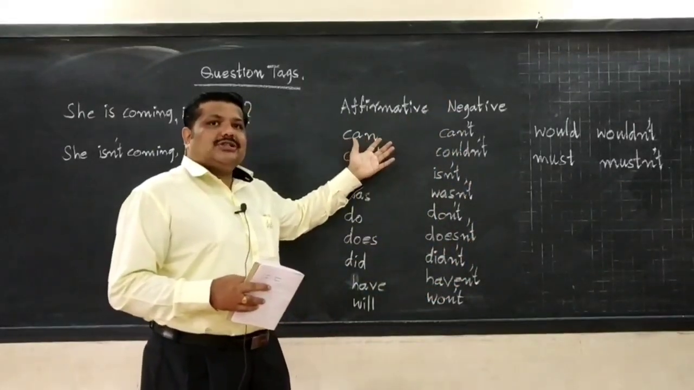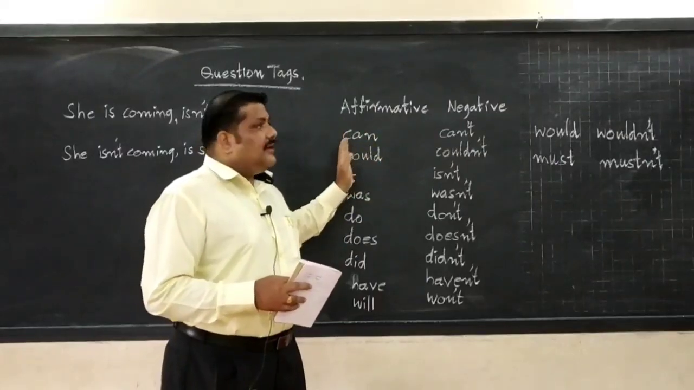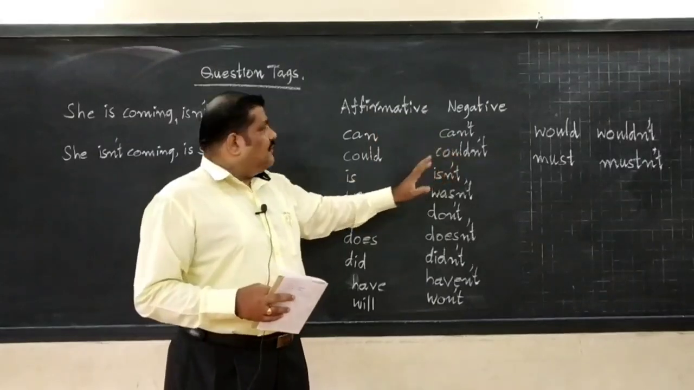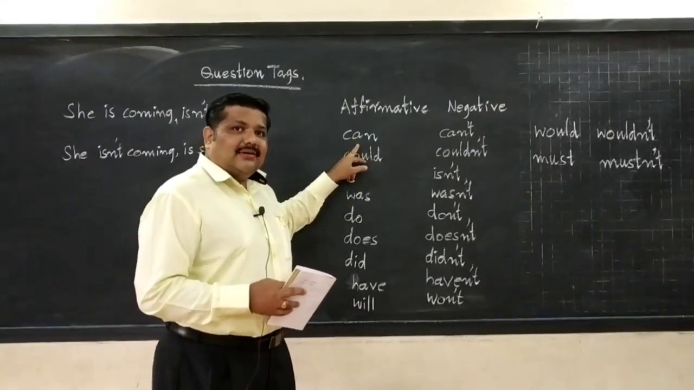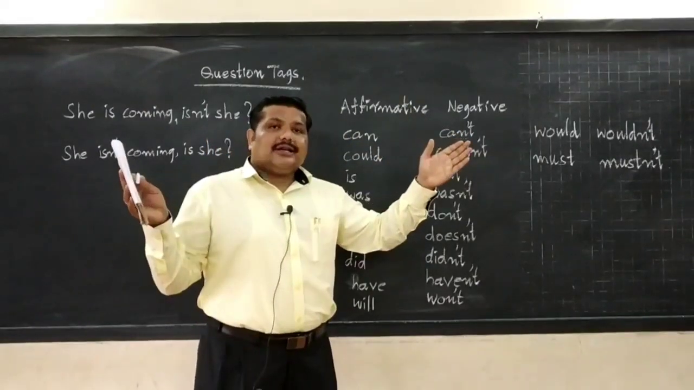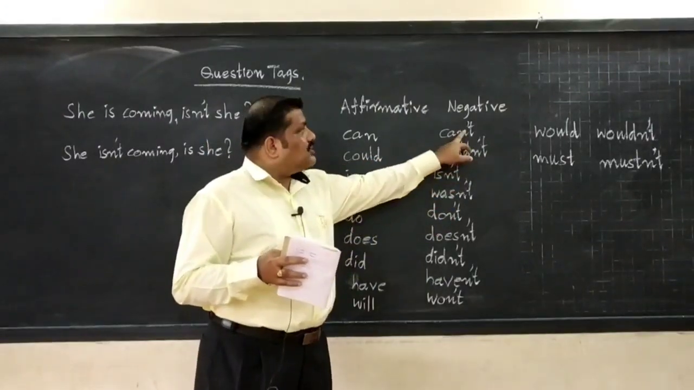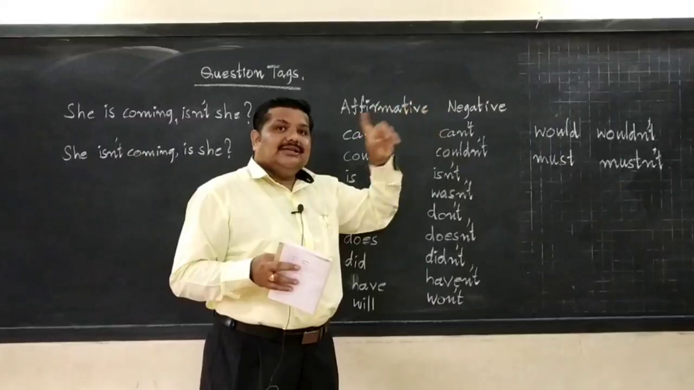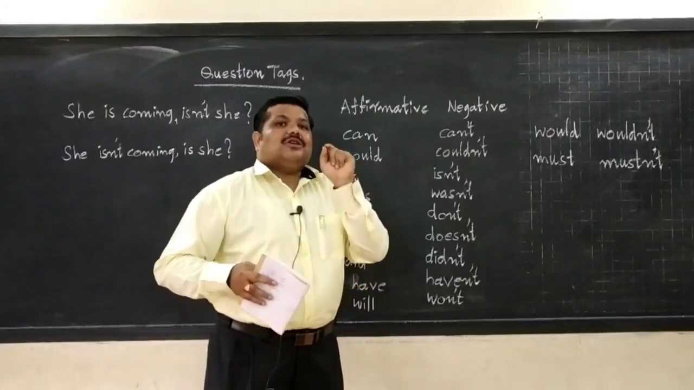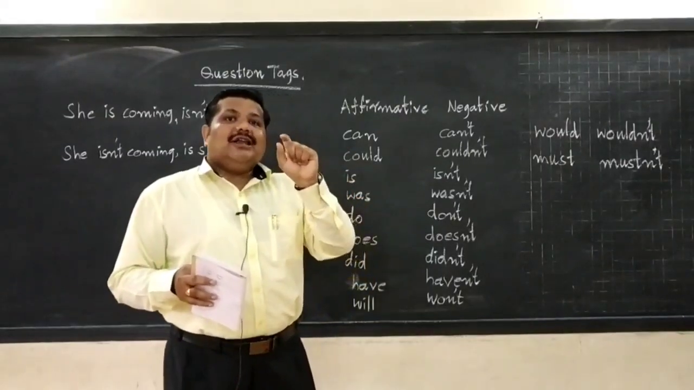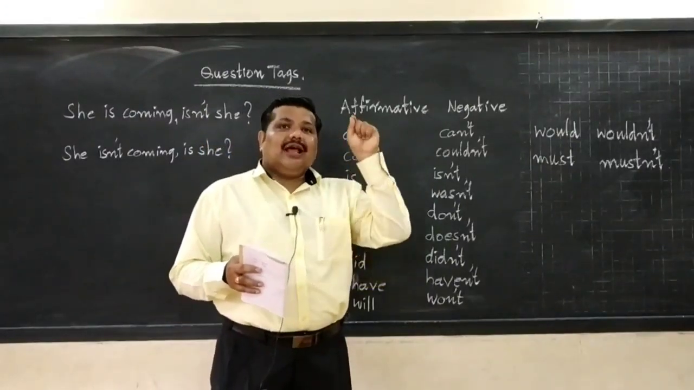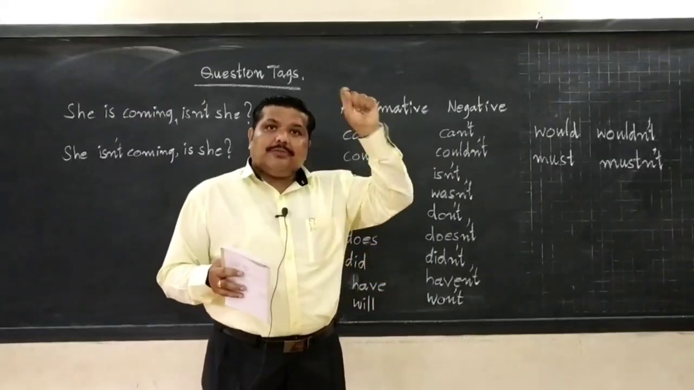Now let me draw your attention to some of the affirmative and negative words that are going to be useful in question tags. First of all, see the word can. What is the negative? Negative is cannot actually. Cannot is cut short into can't using an apostrophe. See, the apostrophe comes here, C-A-N apostrophe T. Why do we use an apostrophe here? Apostrophe always indicates that one letter has been removed.